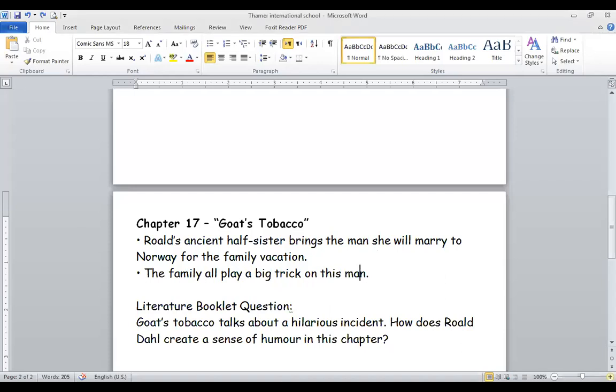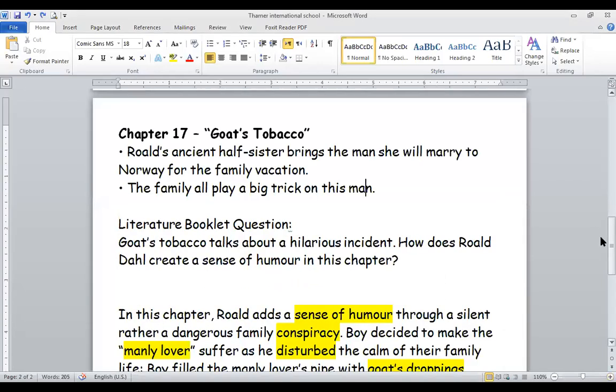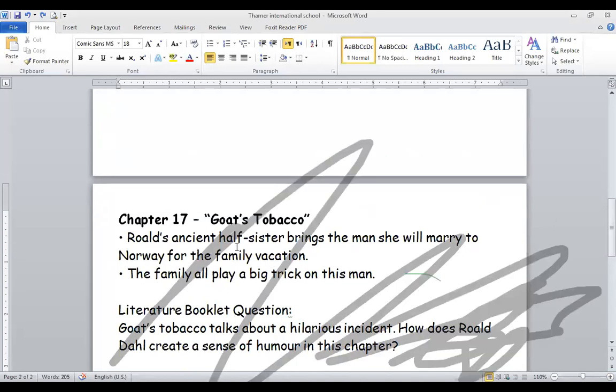Here we are having the idea of that part. So let's discuss it first of all. We have here the summary of it. We have the idea of Roald Dahl's story: the oldest half-sister brings the man she will marry to Norway for the family vacation. The idea is that she got a person and she will get married. She brought him to the family for a vacation by the sea. The family all played a big trick on this man. That's the idea we are having in this chapter.